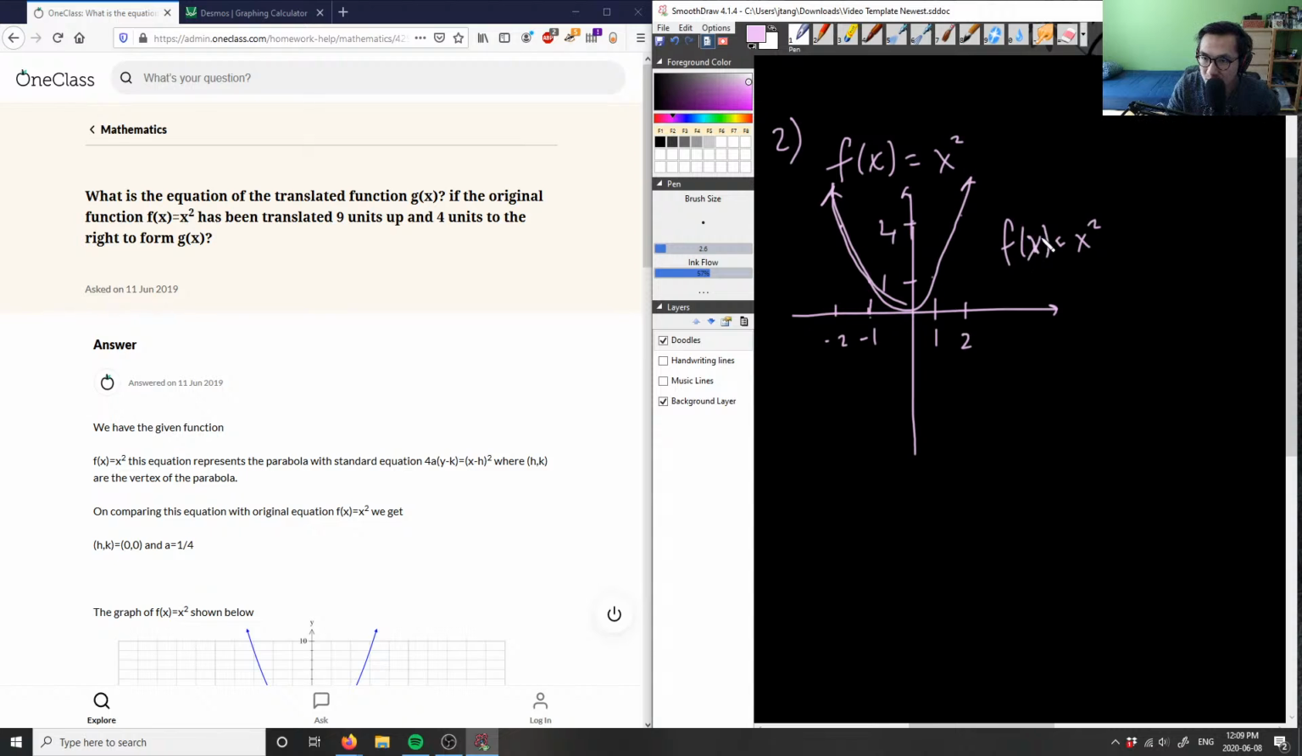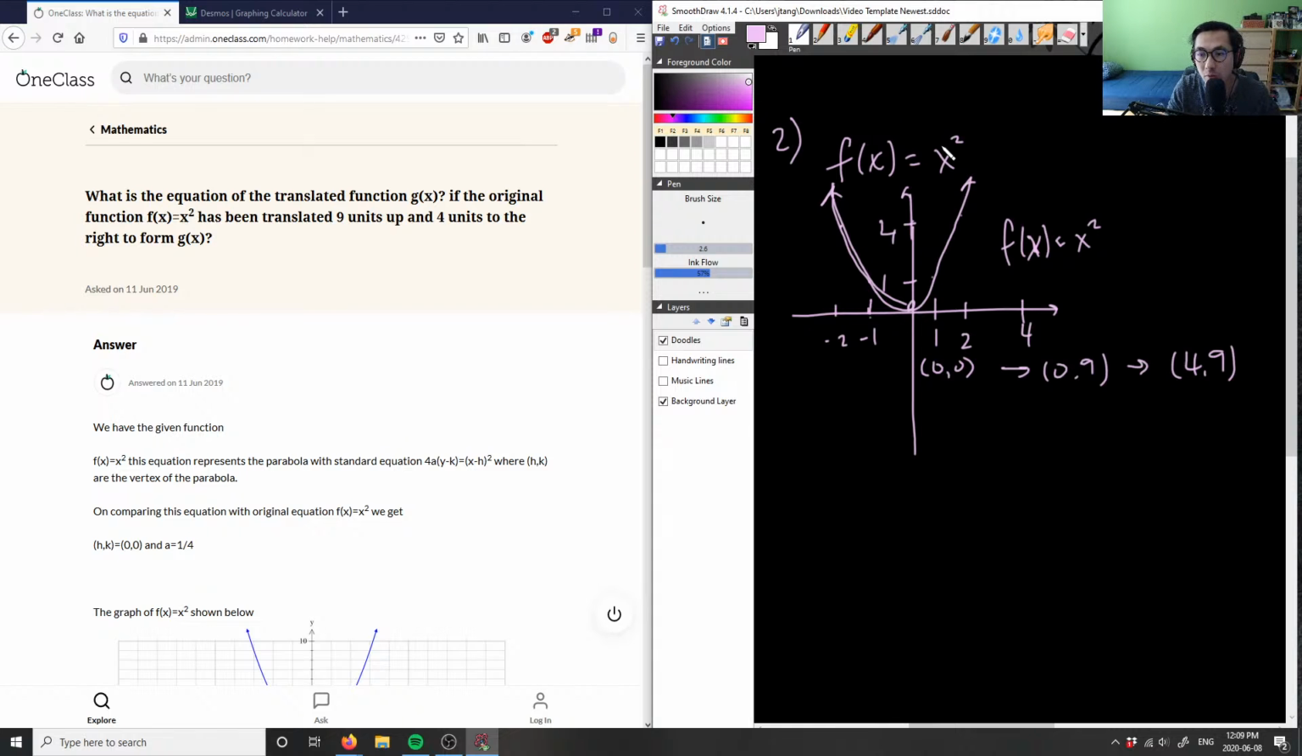And now it's asking us, what is the equation of the translated function if we're moving 9 units up and 4 units to the right? Well, if I move 9 units up, I can think of this point as 0, 0. I'm moving to 0 and 9, and I'm also moving 4 units to the right. So our new parabola is going to start at 4 and 9, which is all the way here, and up to 9, which is up here.